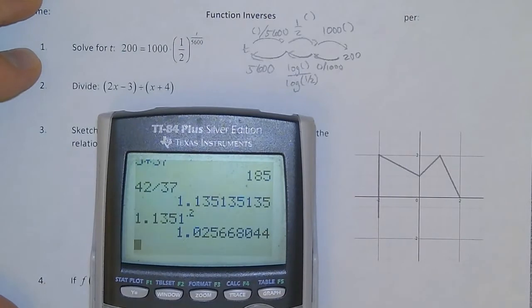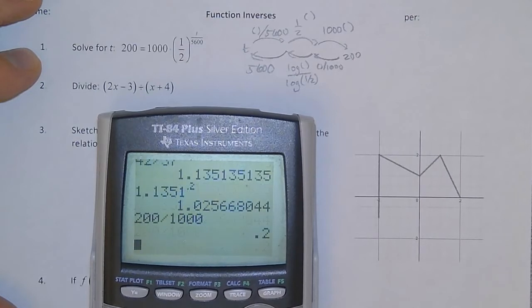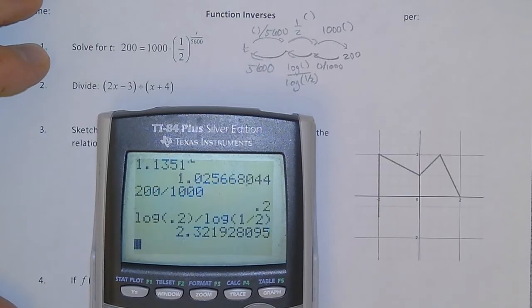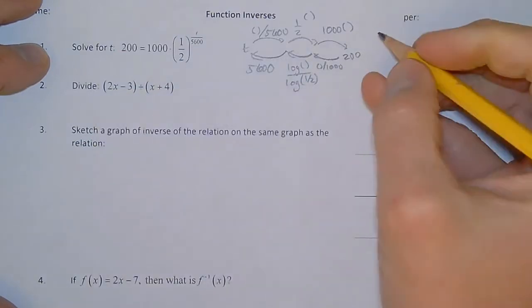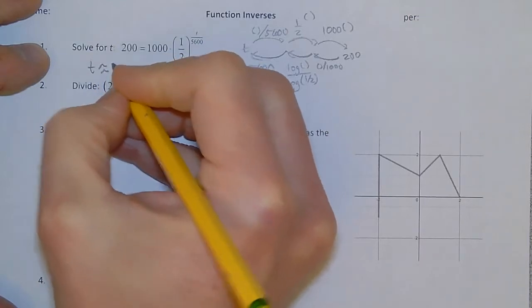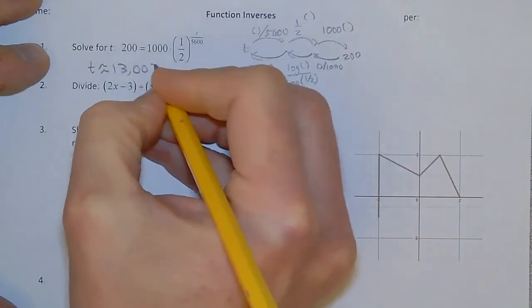So if we get the calculator out, it starts with a 200 divided by 1,000, which is a 0.2. So we're going to do the log of the 0.2 and divide by the log of 1/2. And get that, and then multiply by 5,600, and the answer is about 13,003. So t is approximately 13,003.